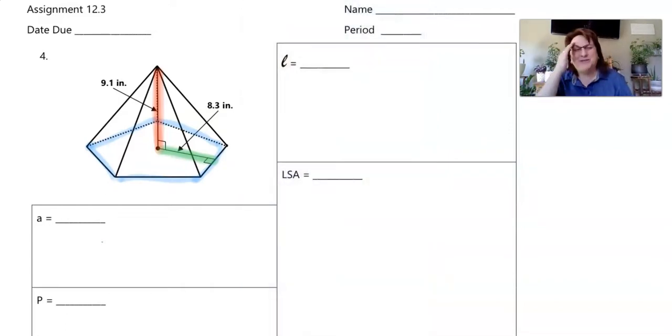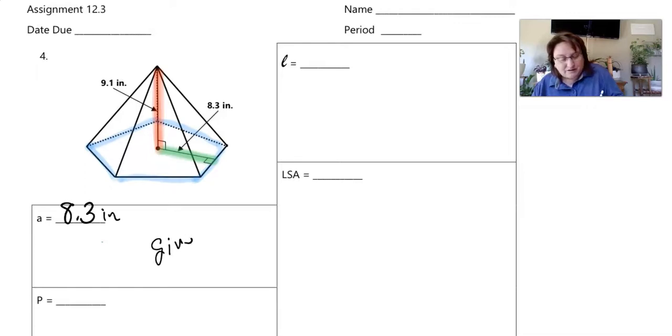Oh, wait a minute, apothem, and we have a regular pentagon. Yes, we're going to get to go through the work, right? But hey, we already have the apothem. It gave us the apothem. Okay, so let's go ahead and write that down. Our apothem is 8.3 inches, and that was given to us. There's no work for that. It was just given to us.